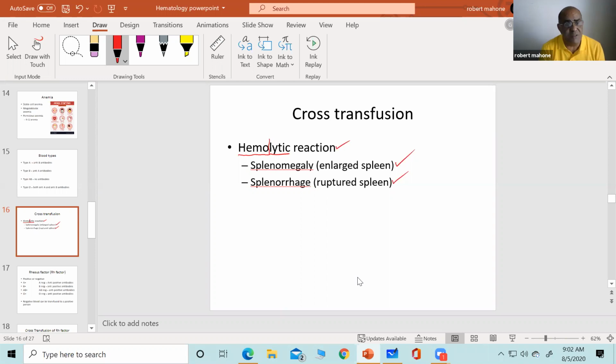The blood transfusion vital signs: every 5 minutes for the first 15 minutes, and then every 15 minutes after that until the transfusion is complete. You do not leave anybody alone in a room while receiving blood, because of the risk or danger of hemolytic reaction.